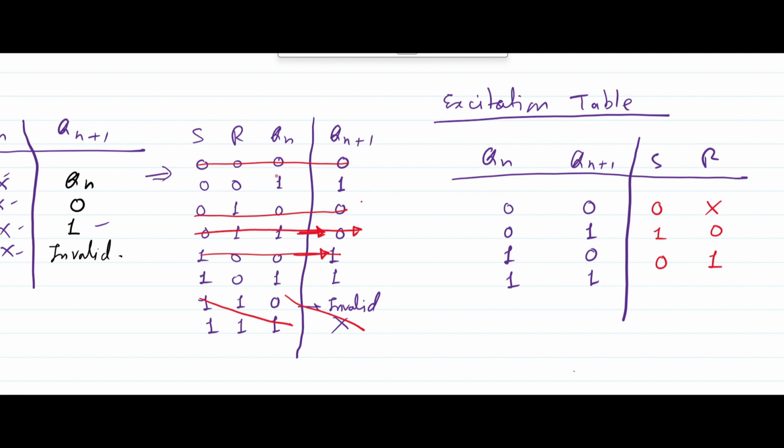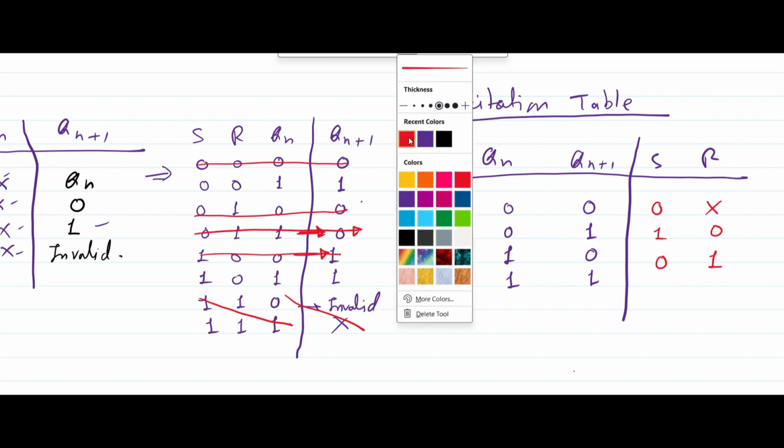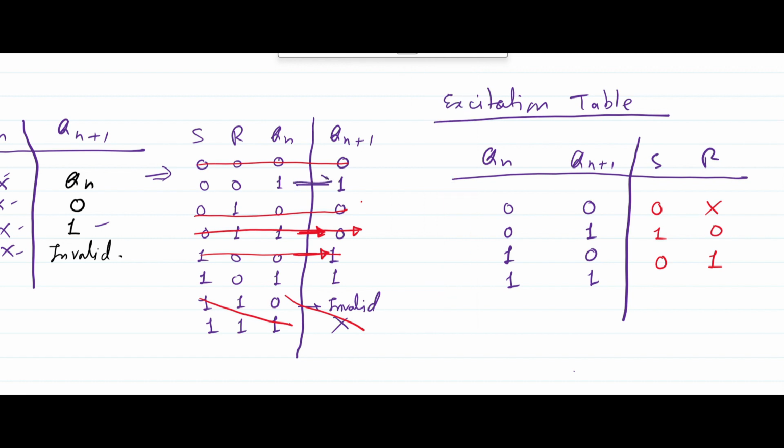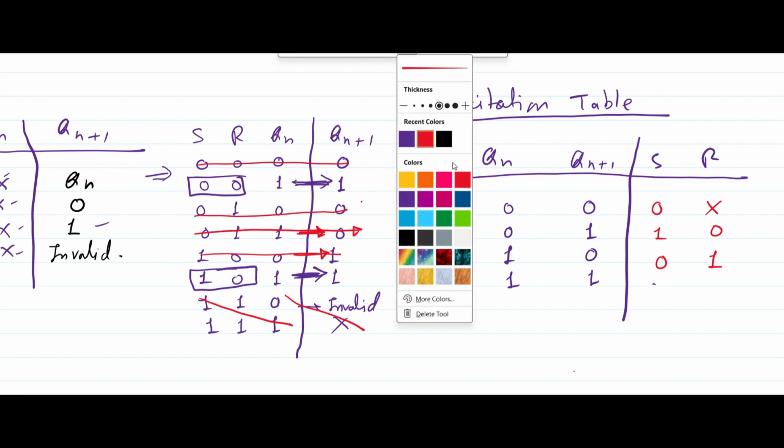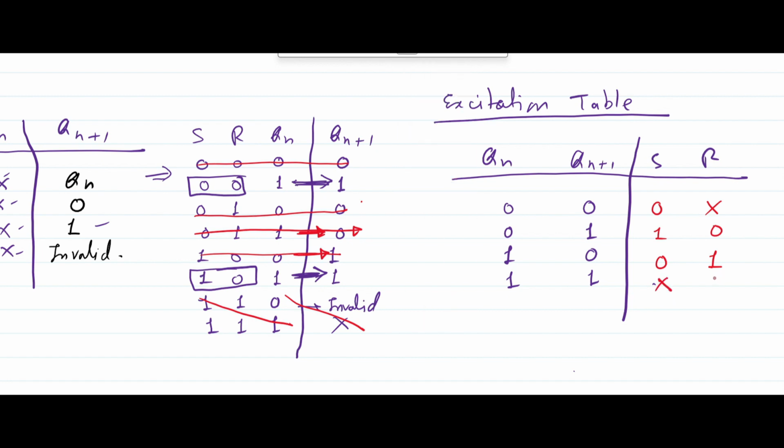Now 1 1. So where is 1 1? One case is here, 1 is here and 1 is here, right? And for these cases, what we can find is my R should be 0 and S can be anything. So S can be anything, but R should be 0. So this is my characteristic excitation table for SR latch using NOR gate.